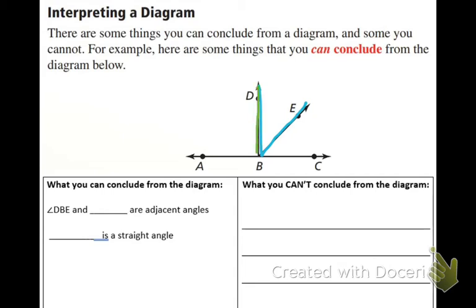So every angle has two sides, right? So what is the first one? ABD, good. So on the DB side, angle ABD is adjacent. On the EB side, EBC is adjacent.